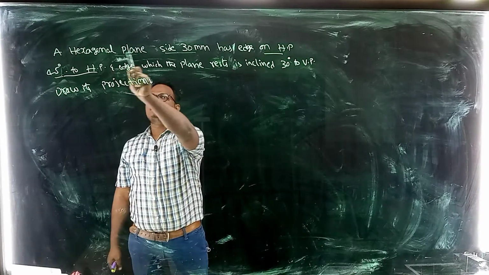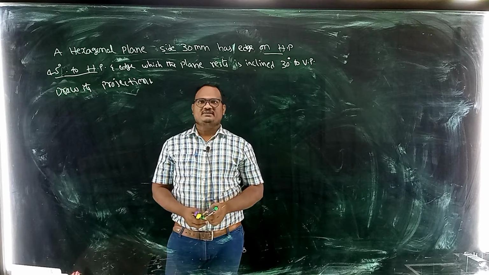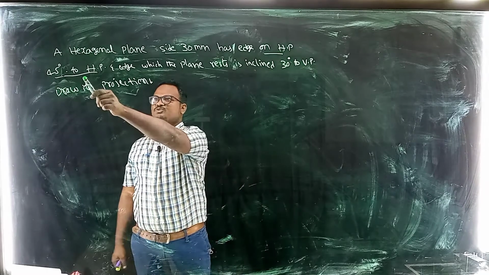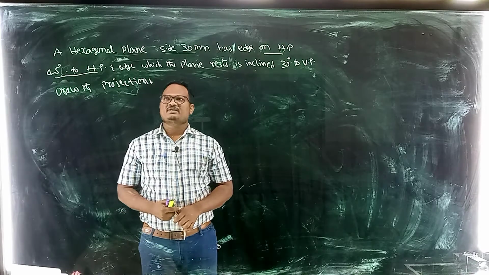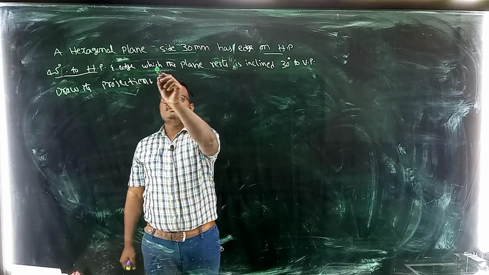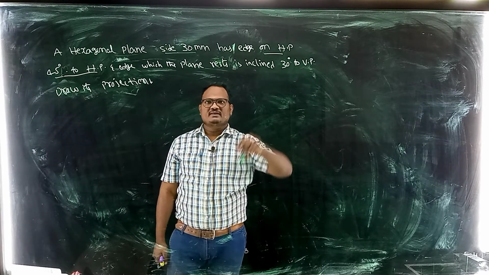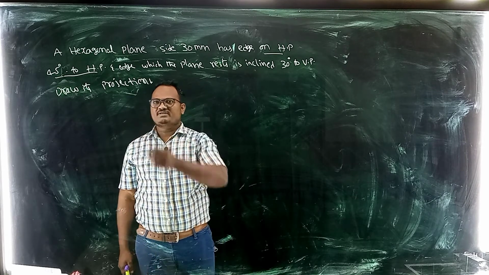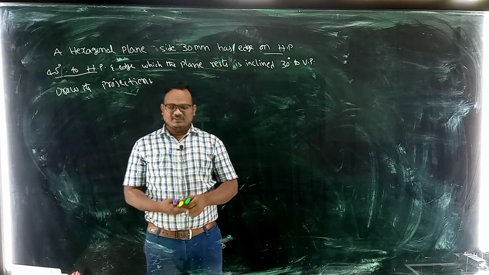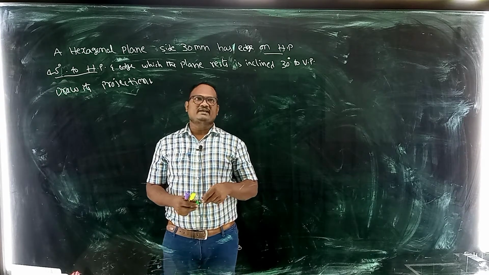So, a hexagonal plane of side 30 mm has an edge on HP, with the surface inclined 45 degrees to the HP, and the edge on which the plane rests is inclined 30 degrees to the VP, that means the edge making an angle of 30 degrees to the VP. Draw its projection. So one thing is confirmed: in this problem he has given two angle inclinations.